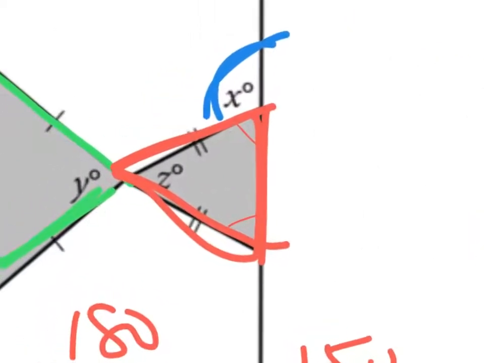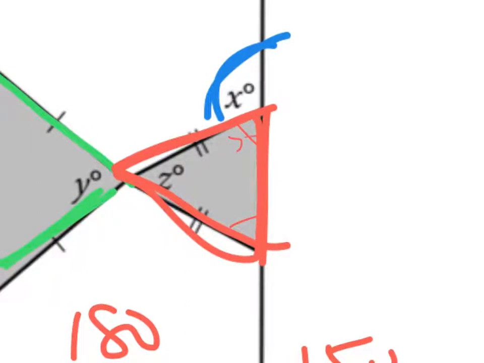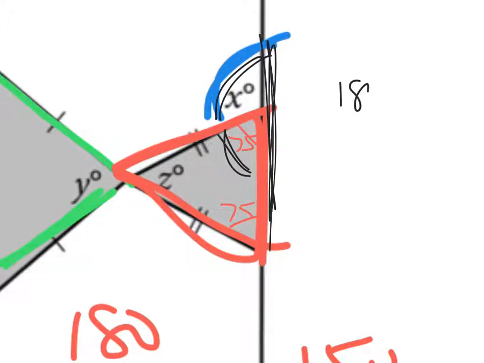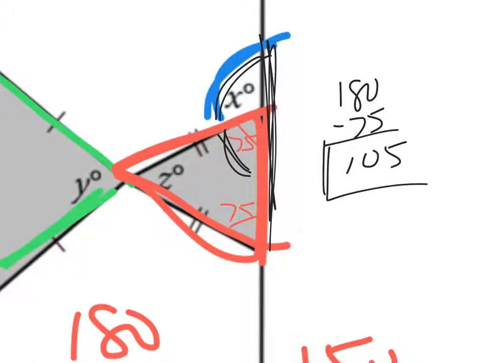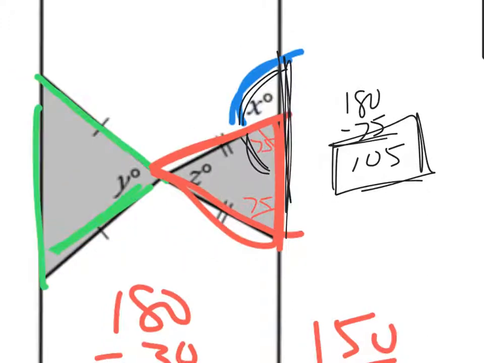So in this triangle on the right, the two base angles are each 75, and then angle x is supplementary to angle 75 because they lie in a straight line. So here I can go 180 minus 75 to get here, x is equal to 105.